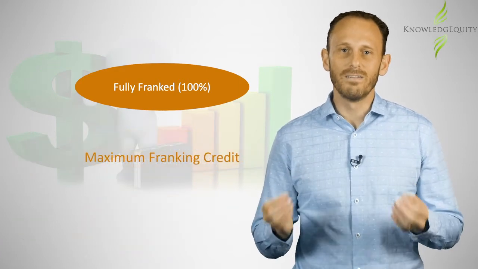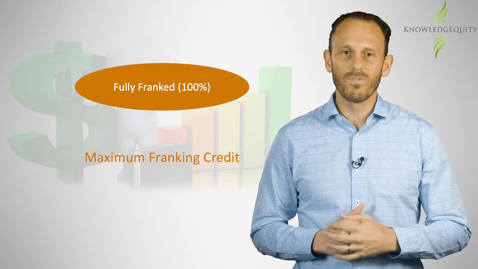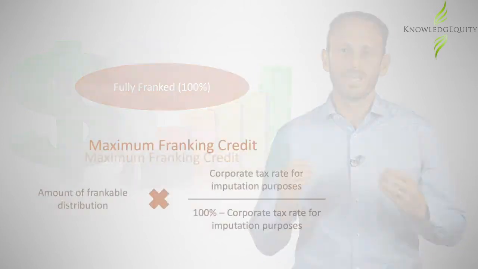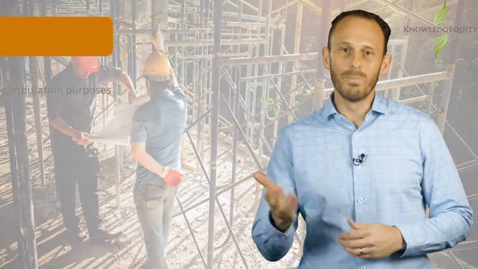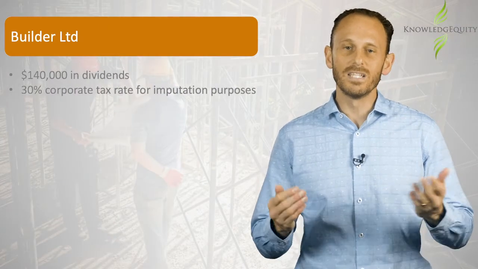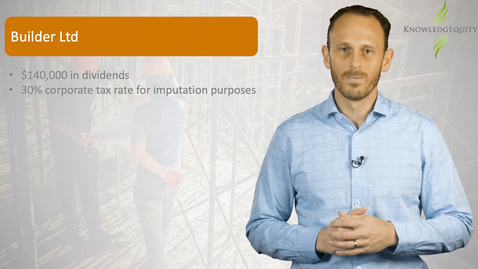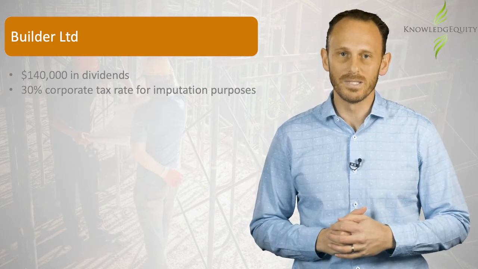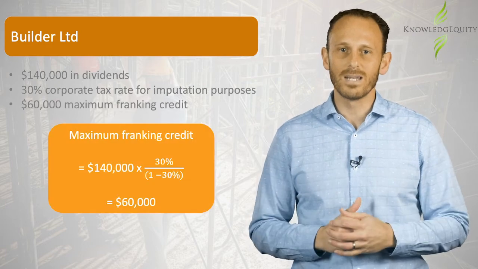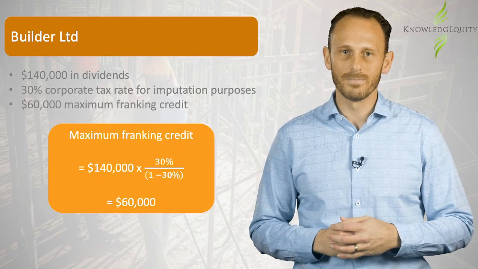A fully franked dividend is one that has the maximum franking credit attached. The maximum franking credit is calculated by reference to a legislated formula. Consider a company, Builder Limited, that distributes dividends of $140,000. Assuming that its corporate tax rate for imputation purposes is 30%, the maximum franking credit attached would be $60,000.